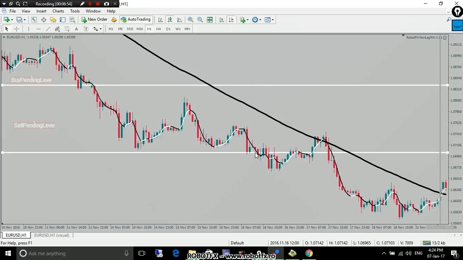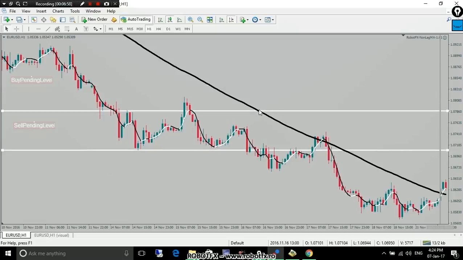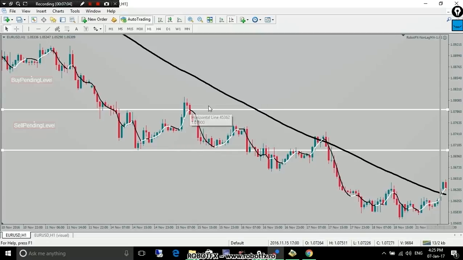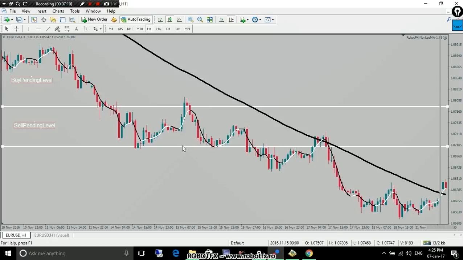I know many of you mistake hedging with martingale because of this increasing of the opposite lot size. Well, it's not, and there was another video I uploaded a long time ago explaining this. Well, I hope some of the viewers understood, others probably didn't. Anyway, whatever.